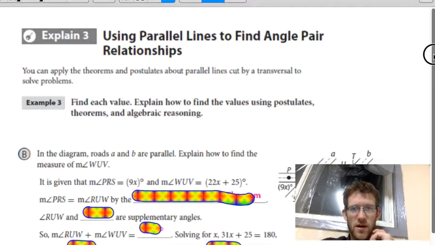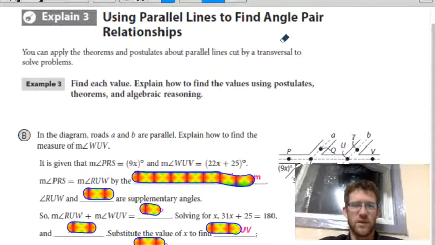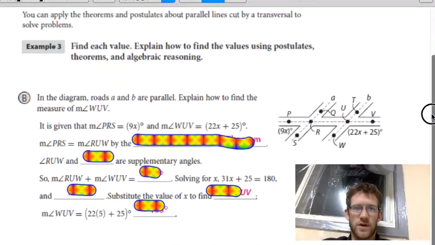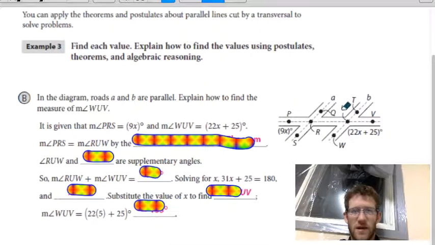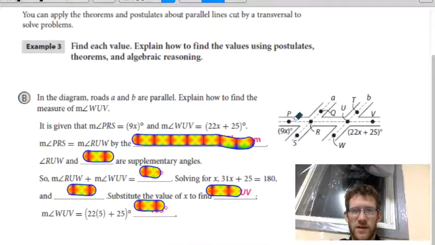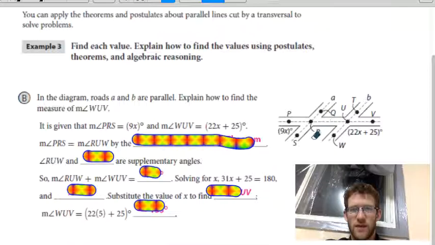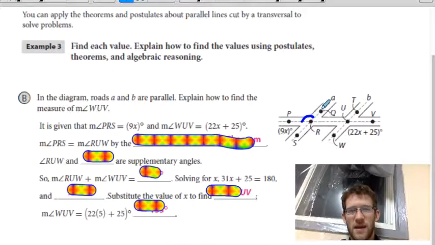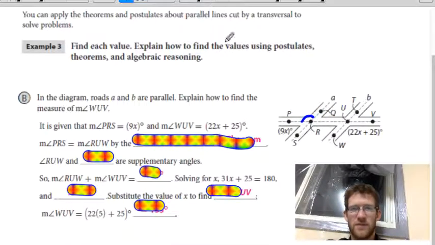Okay, let's do a couple of problems in the book as examples. In this one, we just have to find the value. In the diagram, roads A and B are parallel. So we have road A, road B, and then there's a transversal, and they give points here. Instead of naming the angles with numbers, we name them with the 3-letter rule. If we want to name this angle, we call it angle QRP or angle PRQ. However we name it, R needs to be in the middle.